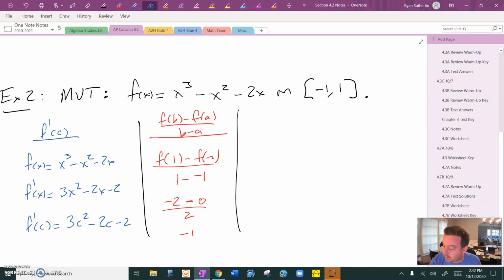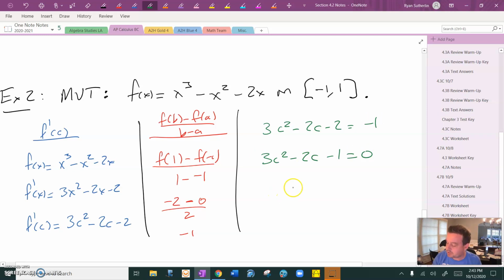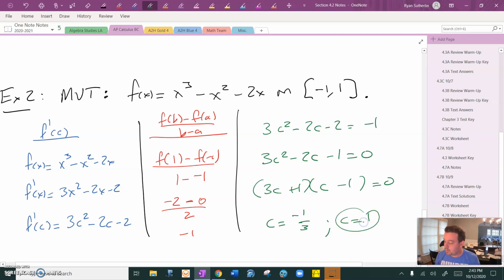And now we're going to just set the instantaneous rate of change equal to that average rate of change. If I do that, we get a quadratic which is factorable, I believe. So let's see, we have 3c plus 1 and c minus 1. So we get c to be negative 1/3 and c to be 1. But that value is one of our endpoints, so we're not going to include that in our solution set. It's only going to be the values in between. So in this case, there's one value where this works.